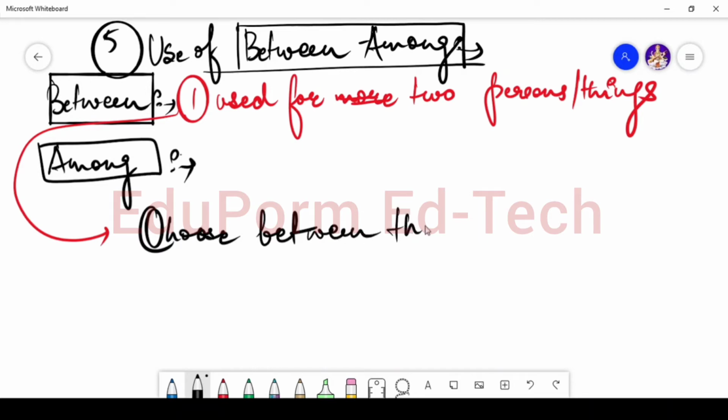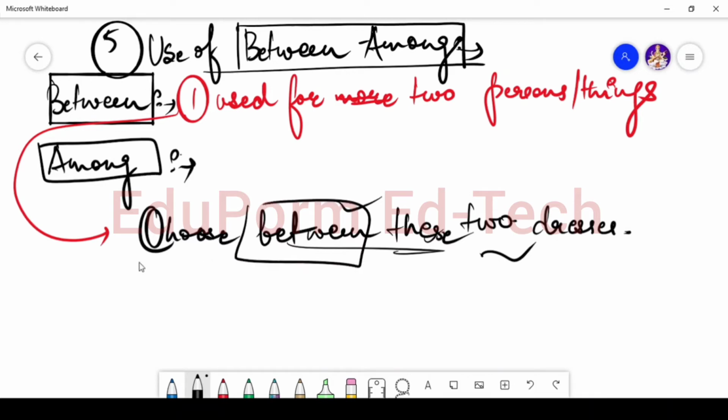Like if I say choose between these two dresses, okay? In that case, I am giving you two options of things. Here I am asking you to choose from two things, that is two dresses. So again in this case you are going to make use of between. Now what is the next scenario?